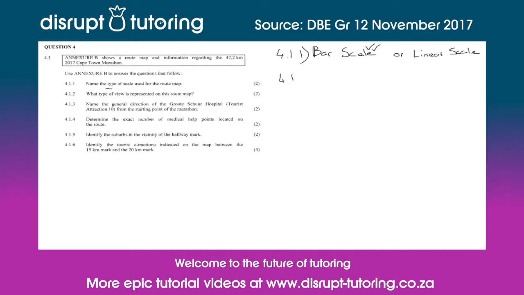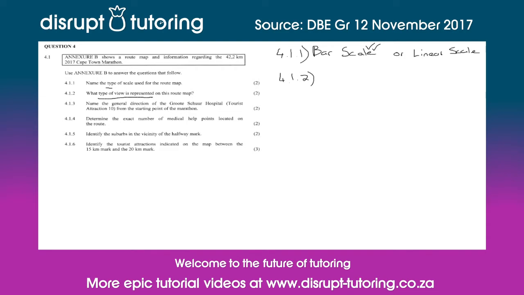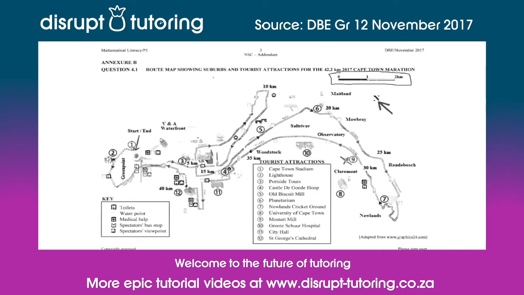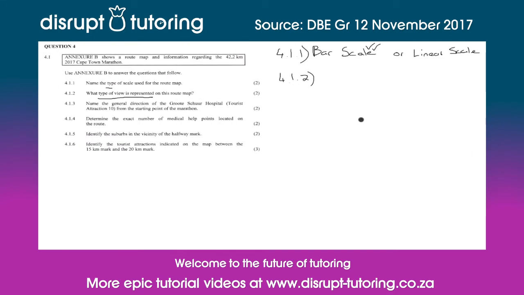4.1.2 is asking us now to write down the type of view represented in the map. You can see that this map is from above. It's giving a sort of bird's eye view. So top view is an acceptable answer, and even bird's eye view is an acceptable answer. Just saying one of these gets you your 2 marks. You could also say satellite view or aerial view. Those are also acceptable, but top view is more than enough.